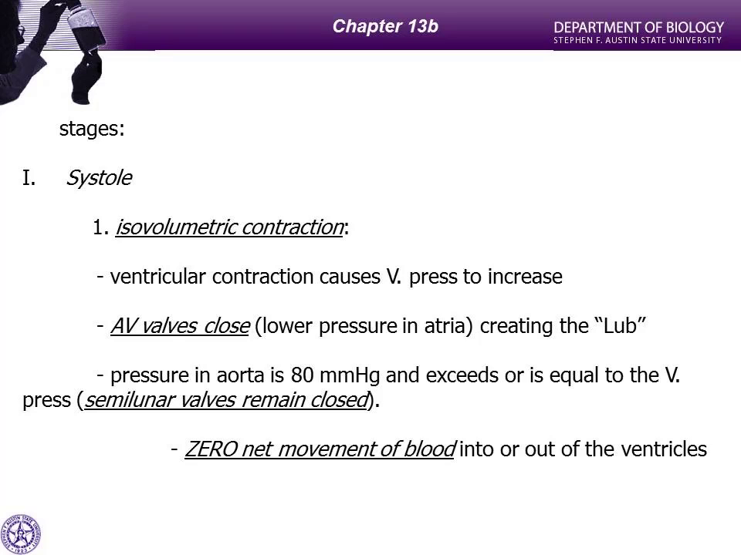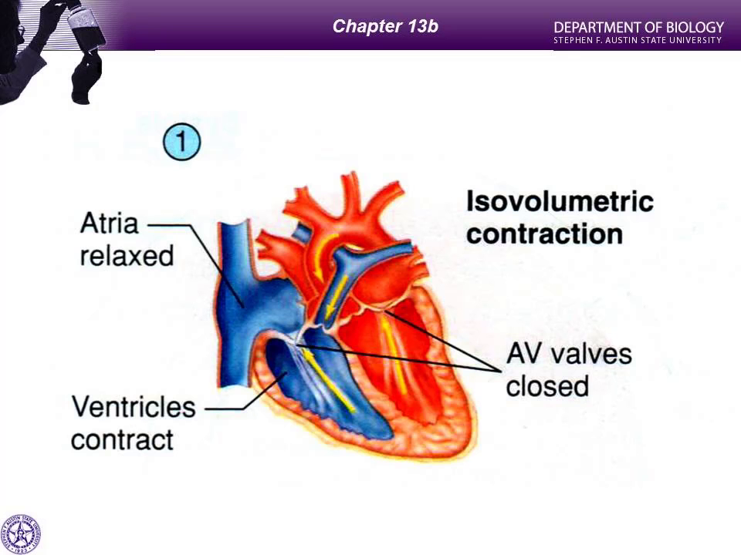So if the semilunars are closed, if the AV valves close, the blood's got nowhere to go. And so there is zero net movement of blood. That's the isovolumetric. Blood can't move. So there's our step one, isovolumetric contraction. Semilunar valves stay closed, AV valves close, and you get the first sound because the pressure doesn't exceed 80 millimeters of mercury in the ventricles.